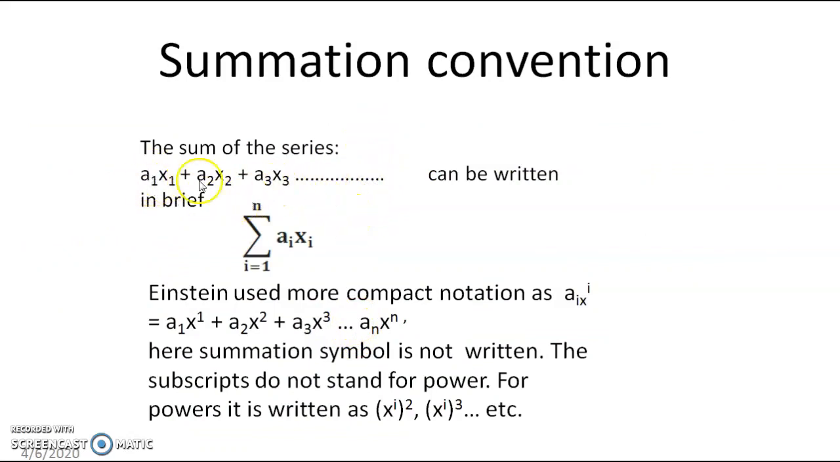For example, this is a series: a1x1 plus a2x2 plus a3x3 plus a4x4 and so on up to n, suppose. In brief, we write this as the summation sign, i equal to 1 to n, a_i x_i. Okay, so i stands for 1 to n. But Einstein used a more compact notation as a_i x_i. Okay, like this, you see, a1x1.